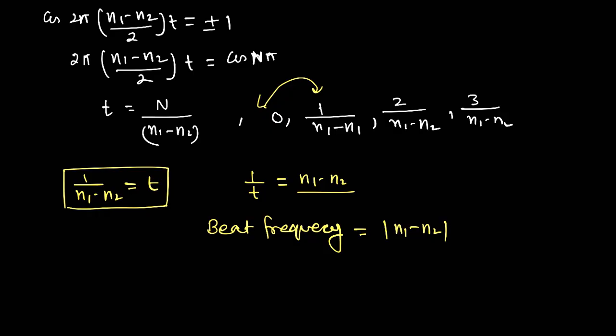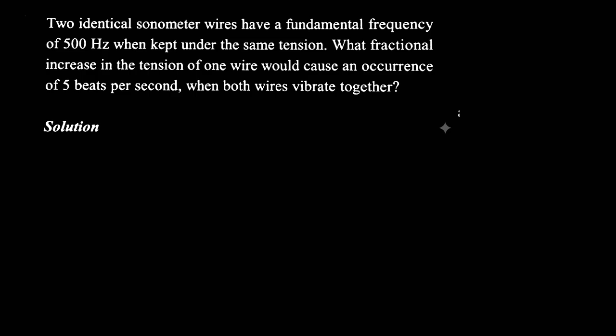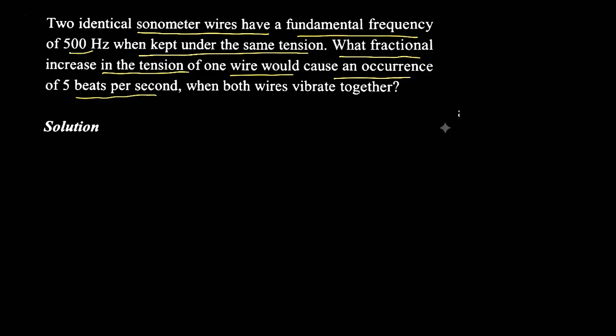Based on this, if we solve some numericals, that brings more clarity. For example, there are two identical sonometer wires having a fundamental frequency of 500 Hz and kept at the same tension. What fractional increase in tension in one wire would cause the occurrence of 5 beats per second when both wires vibrate together? So here the beat frequency is 5 beats, and they are asking the fractional increase of frequency, meaning they are asking (n naught dash minus n naught) divided by n naught. This value they are asking.